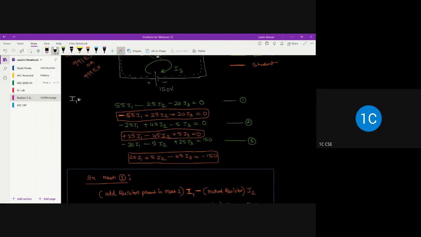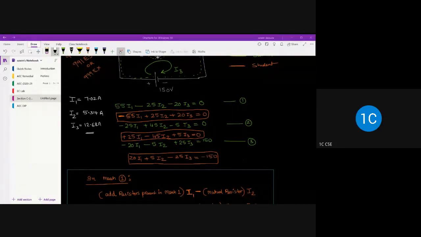I1, right? How much is it? So I'm getting I1 as 7.02 amps. Let's write it down. I2 is 5.314 and I3 is 12.68 amperes. So how about others? I got the same answer. Others can type the answers in the chat box.